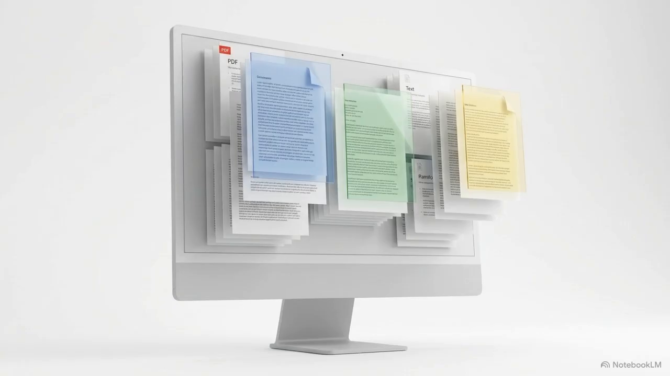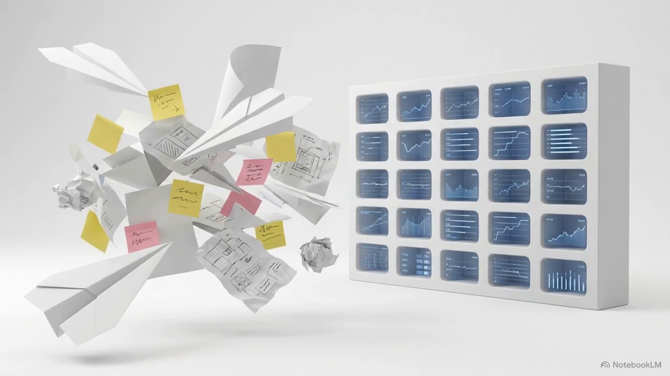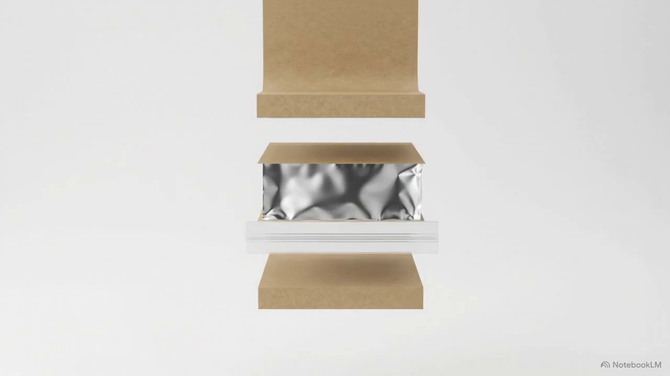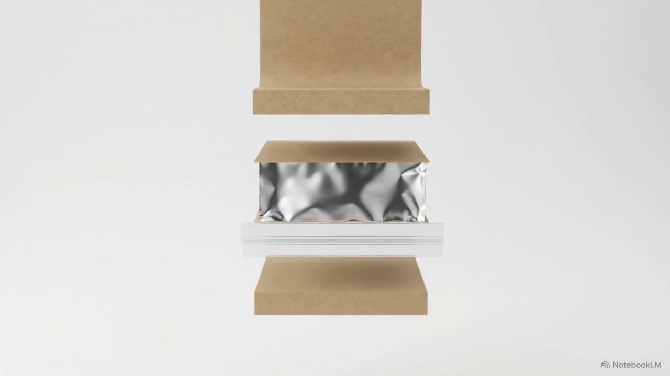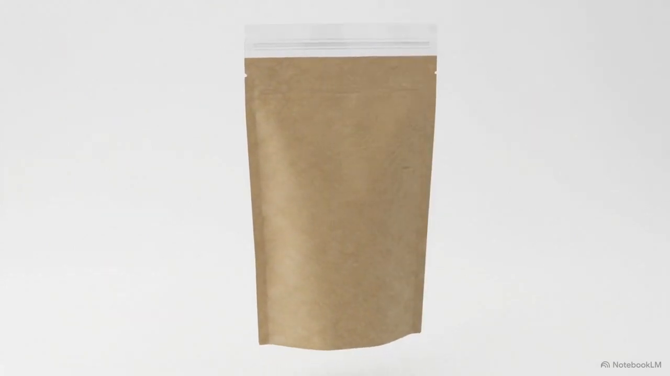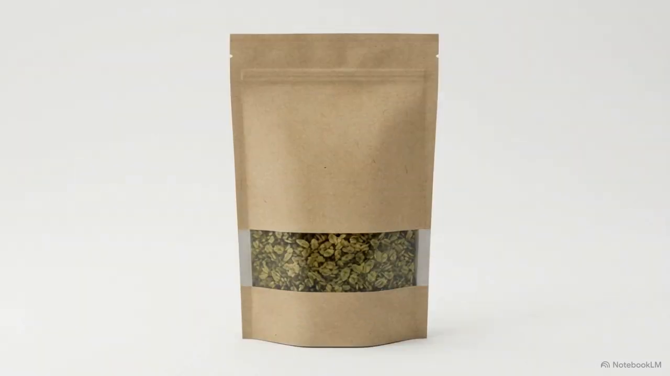Notebook LM acts as the foundational organizing brain. It distills hundreds of pages of disparate documents directly into the clean, categorized variables required by the AI visualization engine. When you feed all of those distilled variables directly into the prompt engine, you achieve a flawless and precise final assembly. The result is a commercially ready premium asset.